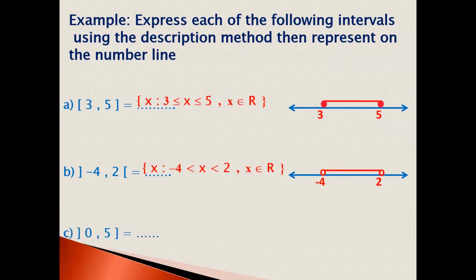Next, 0, 5. 0 is open, 5 is closed. So 0 is not included, but 5 is included. So I have here only "or equal" for 5. Okay, I'll put it x such that x belongs to R, x more than 0 only without "or equal", and less than or equal 5 because 5 is included but 0 is not included. I present it on the number line, I put a point on 0, a point on 5, I open 0 and close 5 and join between them because I want the real numbers between 0 and 5.